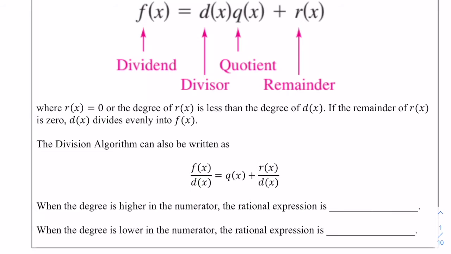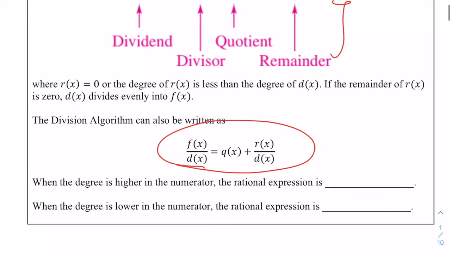So you can actually see right here, here's the first way I wrote it. The quotient plus remainder over divisor would equal that function divided by the divisor. And then the second way is up here. The dividend equals the divisor times the quotient plus the remainder.